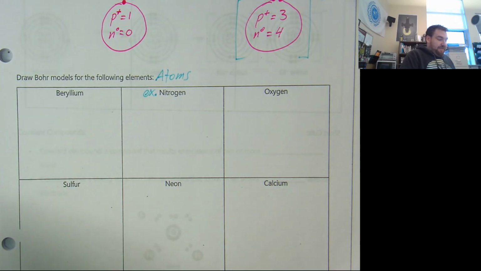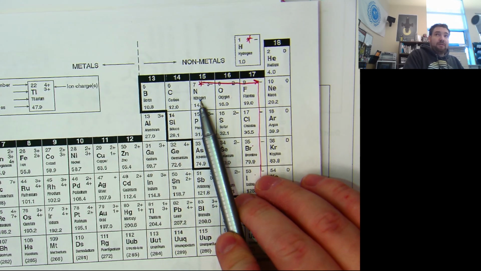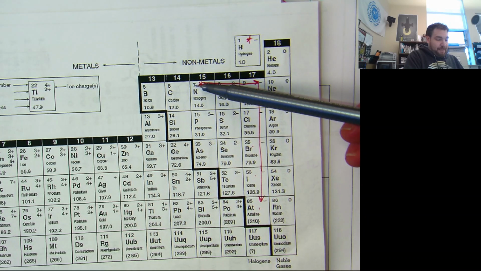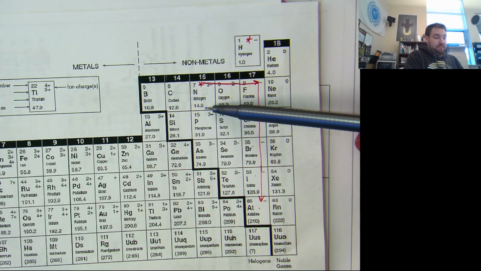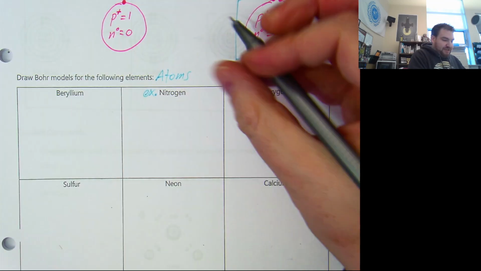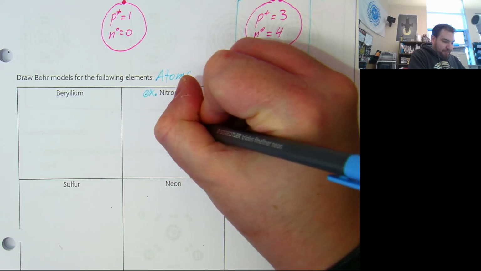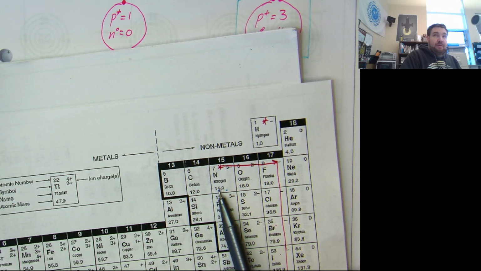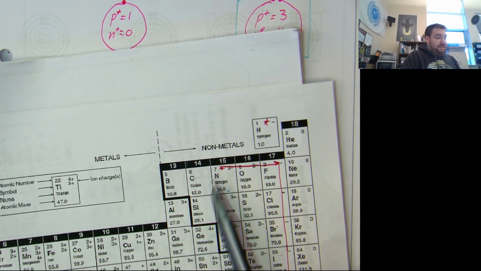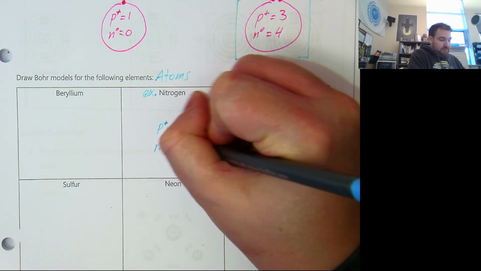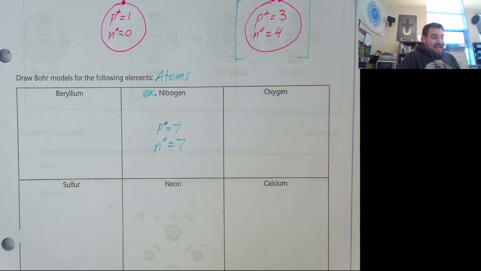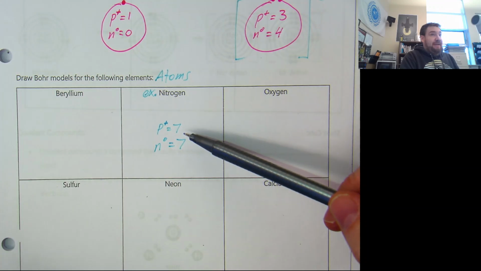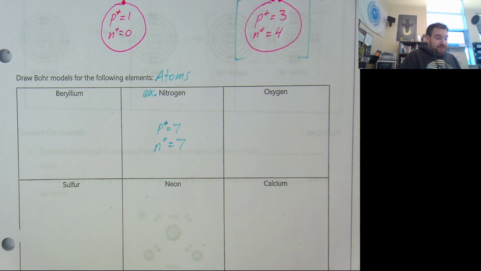On the periodic table, we find nitrogen. Nitrogen is this guy right here. Has an atomic number of 7 and a mass of 14. Okay, so if it has an atomic number of 7, that means the protons are equal to 7. And if it has a mass of 14, then to find the neutrons, we take the mass, we take away the atomic number. 14 minus 7 is also 7. And if this thing is an atom, it's going to have the same number of electrons. So we can start putting those in.